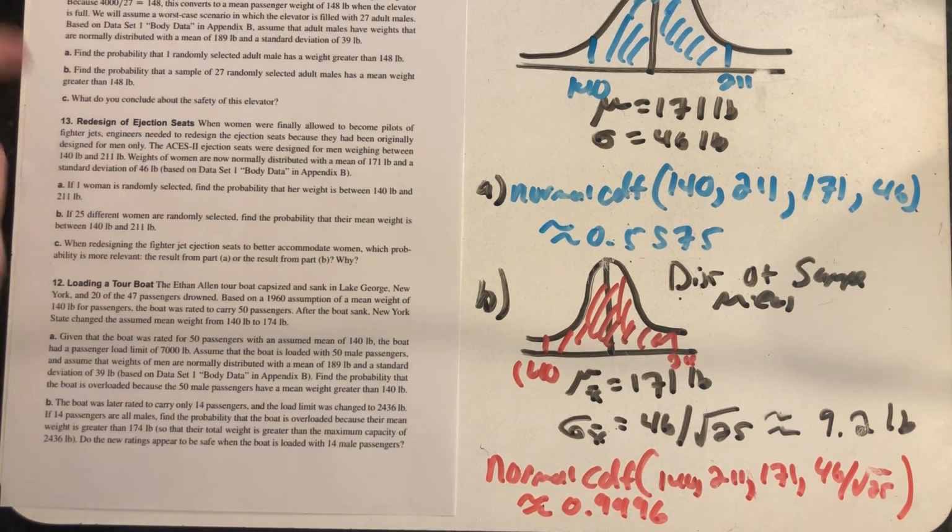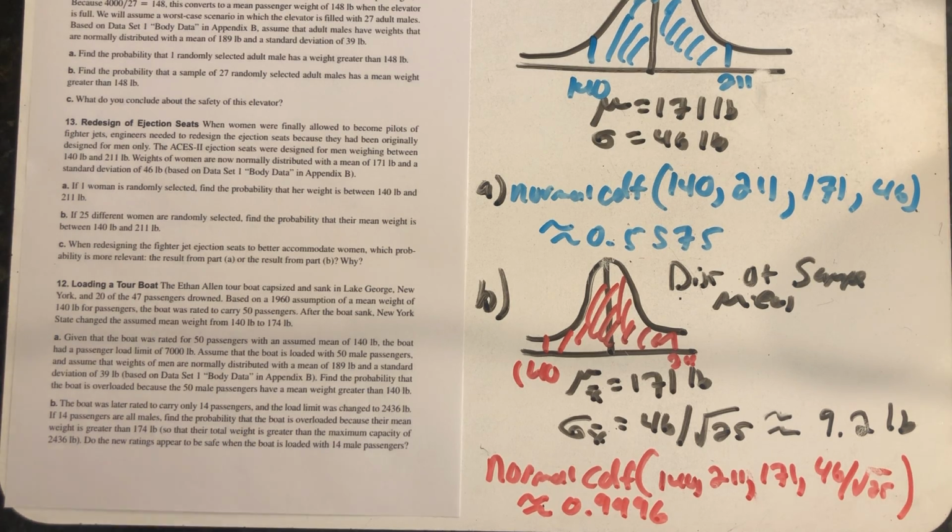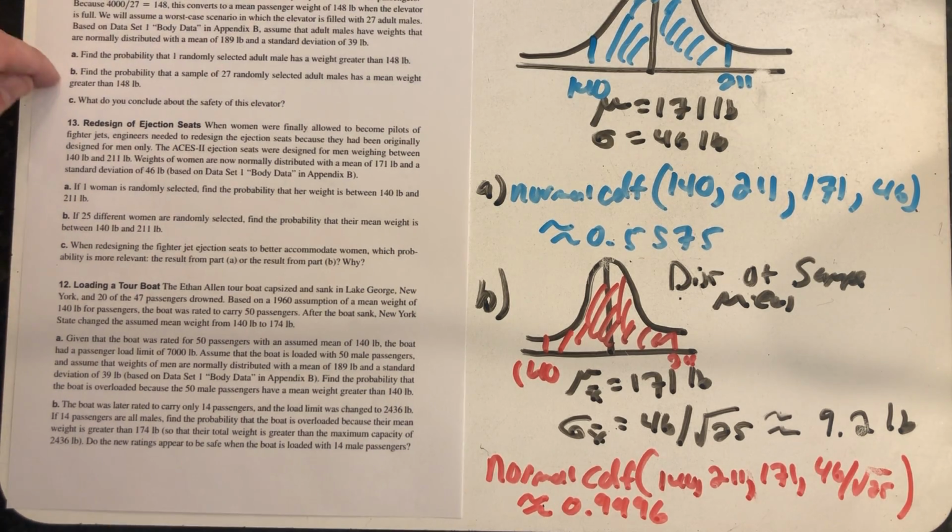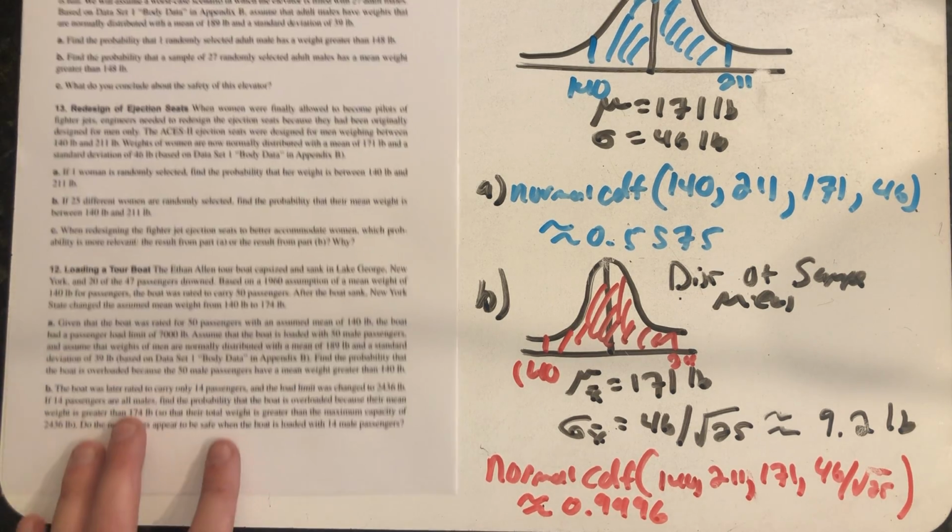So there are problems 9 and 13. I wanted to do those in a row so that we could compare why part B is important in number 9 and why part A is more important in number 13.